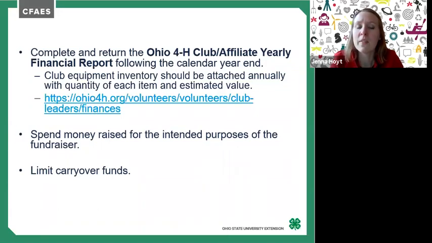And we can't stress enough the importance of being sure to spend money for the purpose for which it was raised, and then making sure to limit any carryover funds. So carryover funds, it would be appropriate to have extra money if you were in a financial situation where your club's fundraiser didn't go as well. So it would be appropriate to have some sort of funds to carry over to buy a skill-a-thon kit or help cover project books or activity fees or other costs with your club, but we do encourage you to limit those.